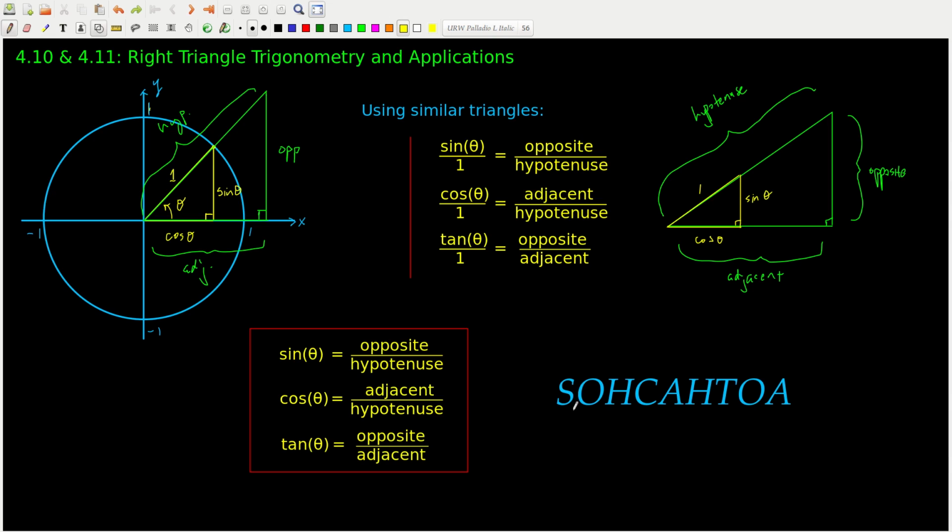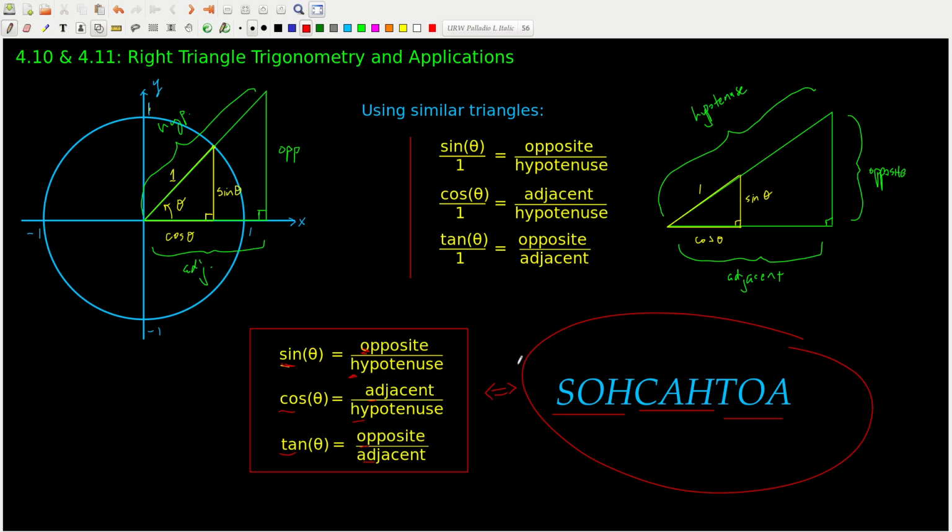We can of course remember this using SOHCAHTOA, and it's just giving us the abbreviations of the first letters here. So the sine is opposite over hypotenuse. The cosine is adjacent over hypotenuse. Tan is opposite over adjacent. Here we go. And so this helps us remember that these two ideas are completely interchangeable.